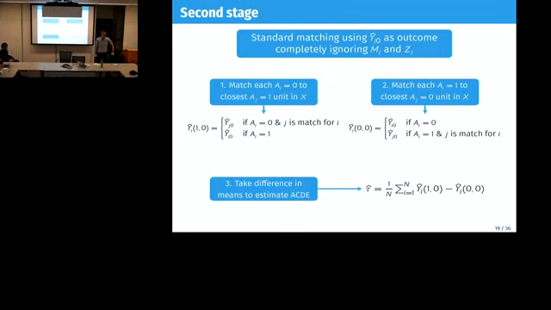Yes? If you were to do bias correction here, would you want to do it at both stages? So you bias correct your first-stage matches, your imputation, and you bias correct your second stage, or would you do it only on the second stage? We'll do it on both.